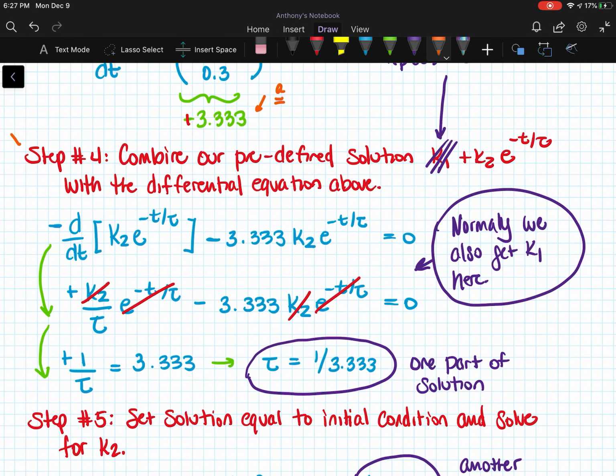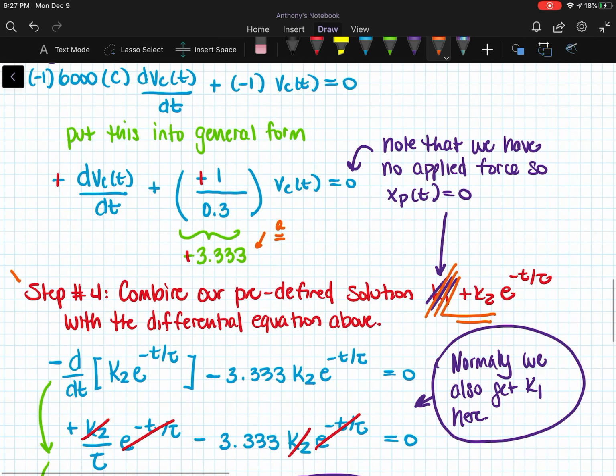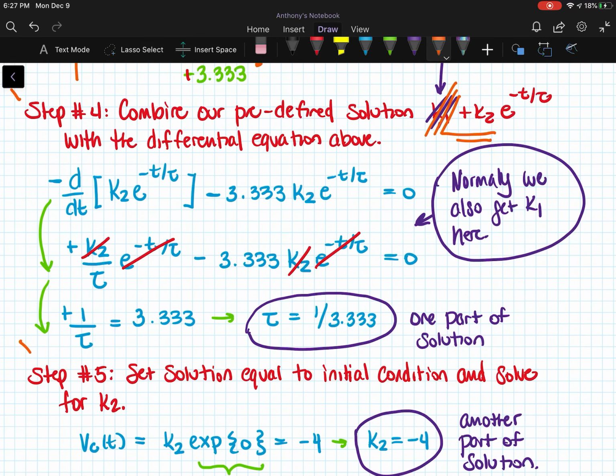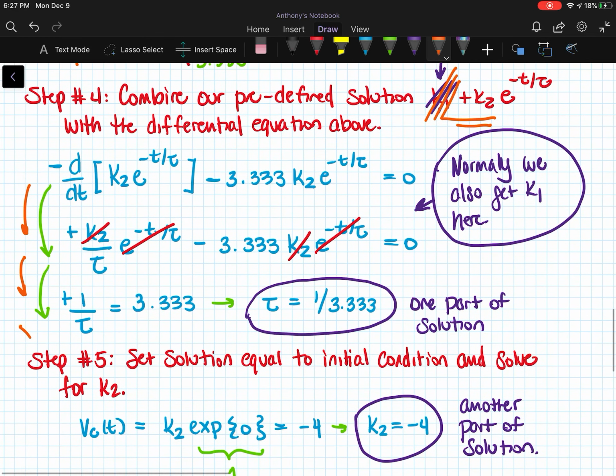Now, steps 4, steps 5, same as we looked at for problem 7.3. We take the predefined form of our solution, which now no longer has a K1, and it does not have a K1 because this equation has no particular solution. There's no external force being applied, therefore the particular solution is non-existent. So we take our K2 e to the negative t over tau, we plug that into the equation above here, and we work downward as shown by the green arrows. And what we end up with is, again, an equation that tells us tau. Tau is equal to 1 over 3.333.